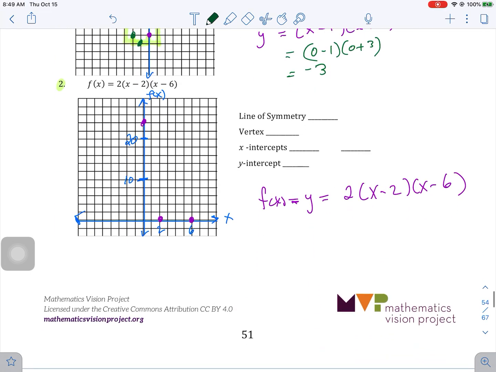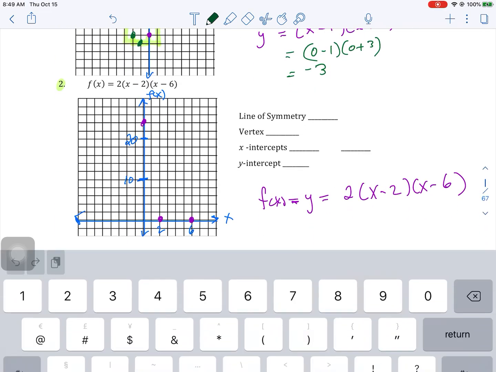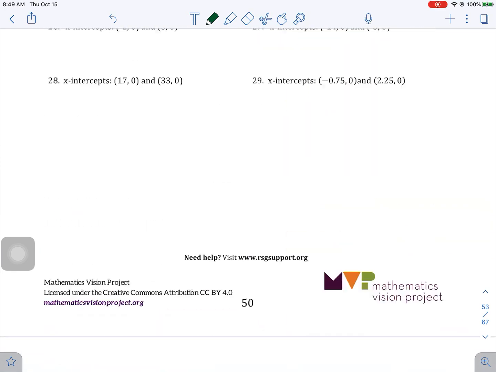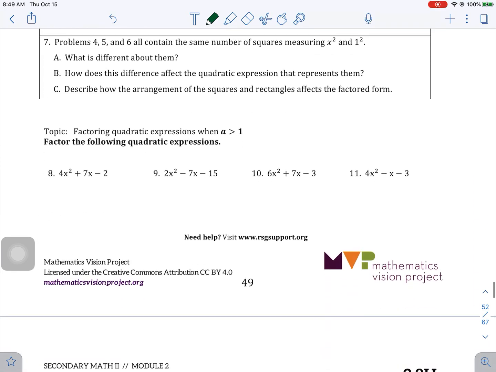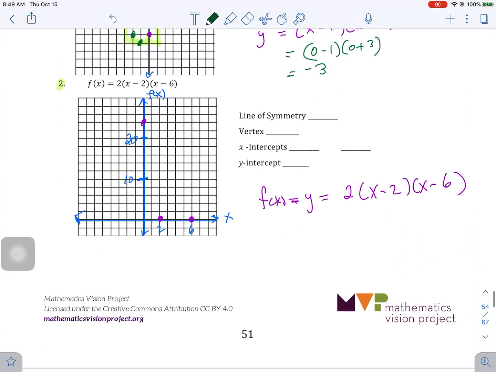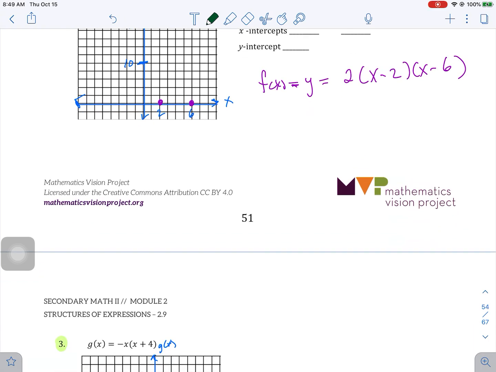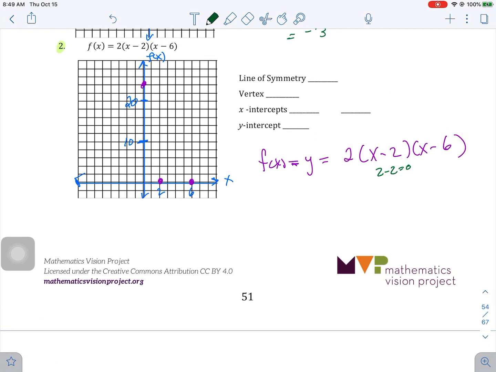Let's try another one. 2 times x minus 2, times x minus 6. So I'm trying to make one of these factors 0. Well, 2 minus 2 equals 0. So therefore, one of my x-intercepts is at 2, 0. Also, 6 minus 6 equals 0. So therefore, if x is 6, y is equal to 0.